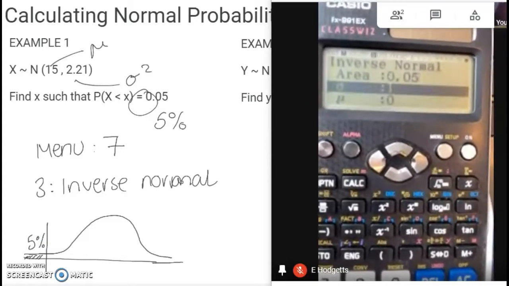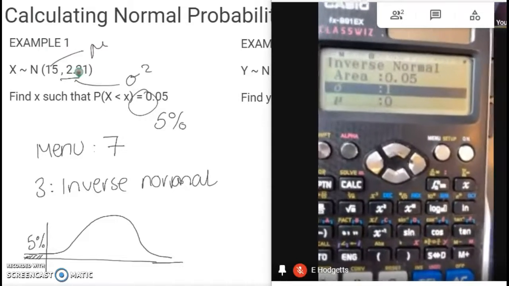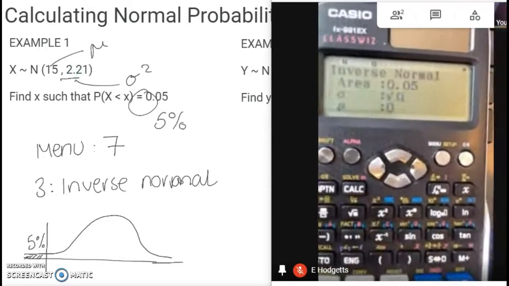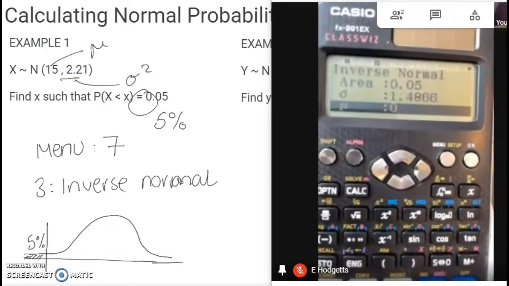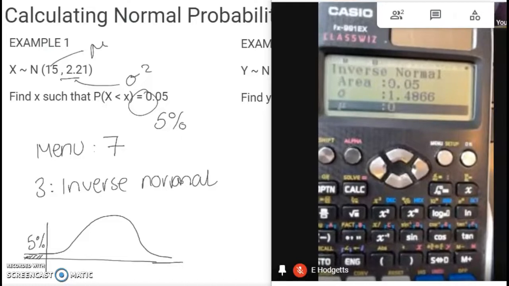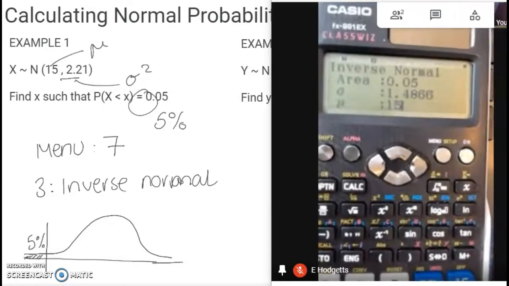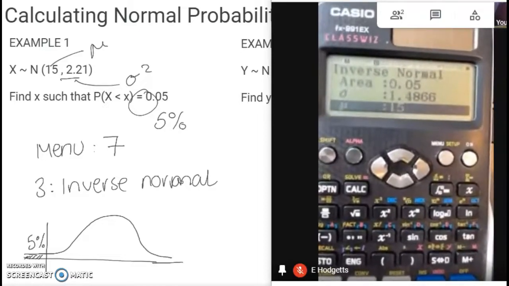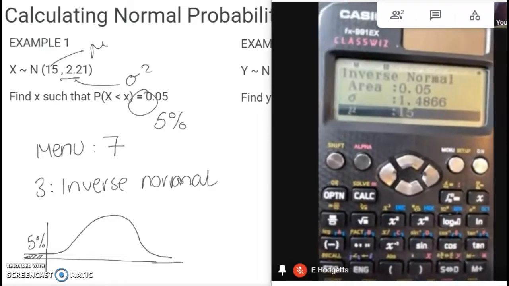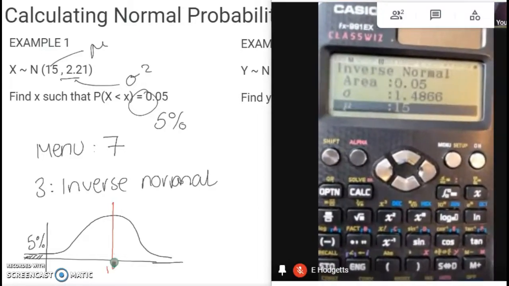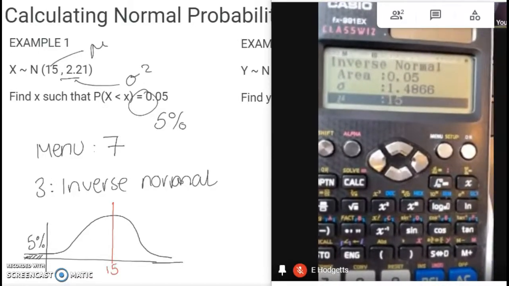My sigma in this question, well, my variance, my sigma squared was 2.21. So my sigma is going to be root 2.21. And that's calculated it for me as 1.4866. And my mu in this question is 15. So on this diagram that I've sketched on the screen here, mu, this centre value, is 15. So whatever I get from this, I know it's got to be smaller than 15.